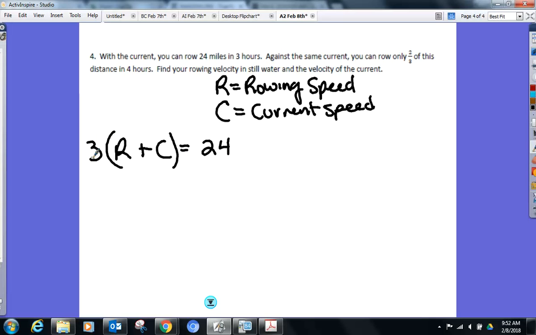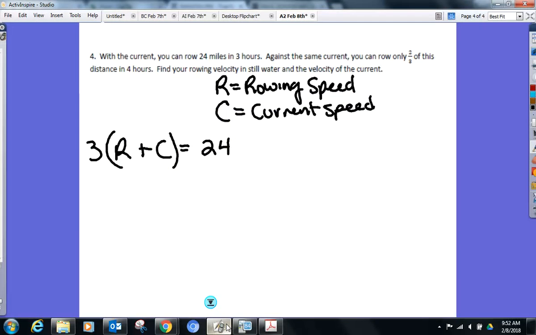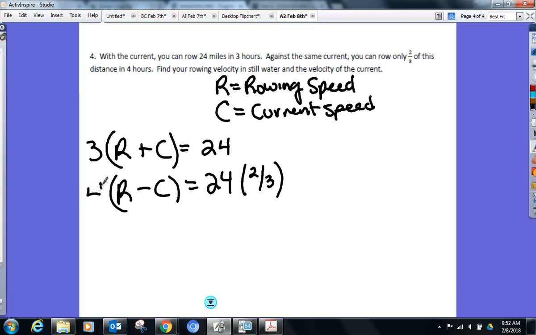There is a little catch here at the end. Against the same current, you can row only 2/3 of this distance. So it's not equal to 24 anymore. Who's got 15? Hello, Caroline, how are you? So against the current, I want to go R minus C, but it's not going to be equal to 24 now. It's 2/3 that distance. 2/3 times 2/3, yep. And how many hours can I do this in? Against the current, it takes me 4. So I want to multiply that by 4.